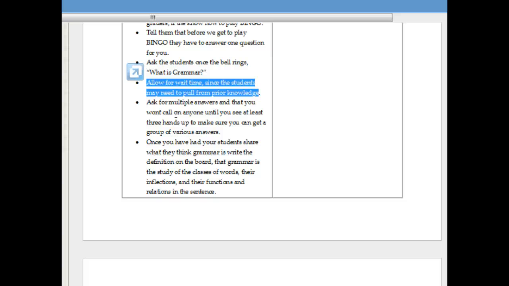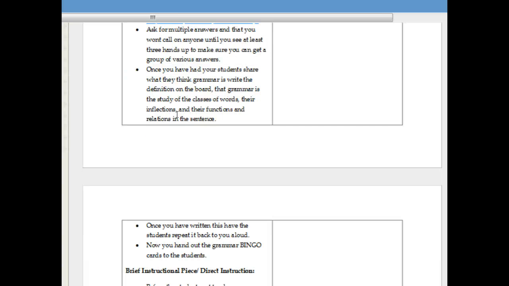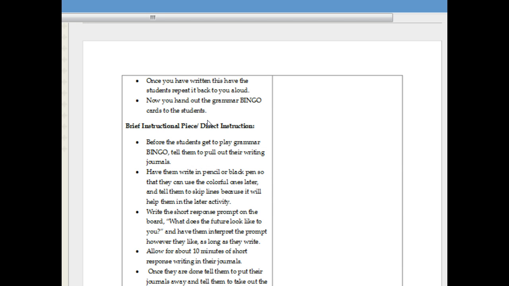So let me keep reading and see. Have them share what they think grammar is. Their... the study of classes of words, their inflections. I don't know that kiddos are going to know that. And their functions and relations in that sentence. Okay. That's a huge definition, all right? You might scare your kids.